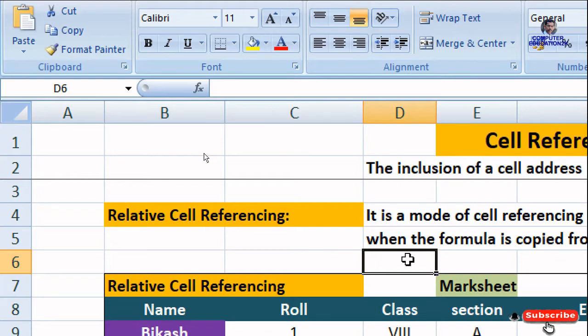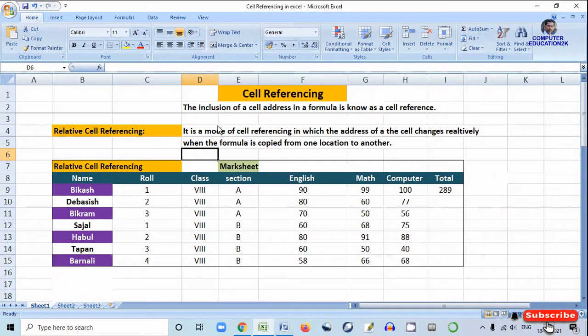So the inclusion of cell address in a formula is known as cell reference. There are three types of cell referencing: relative cell referencing, absolute cell referencing, and mixed cell referencing. First of all, we will see relative cell referencing.